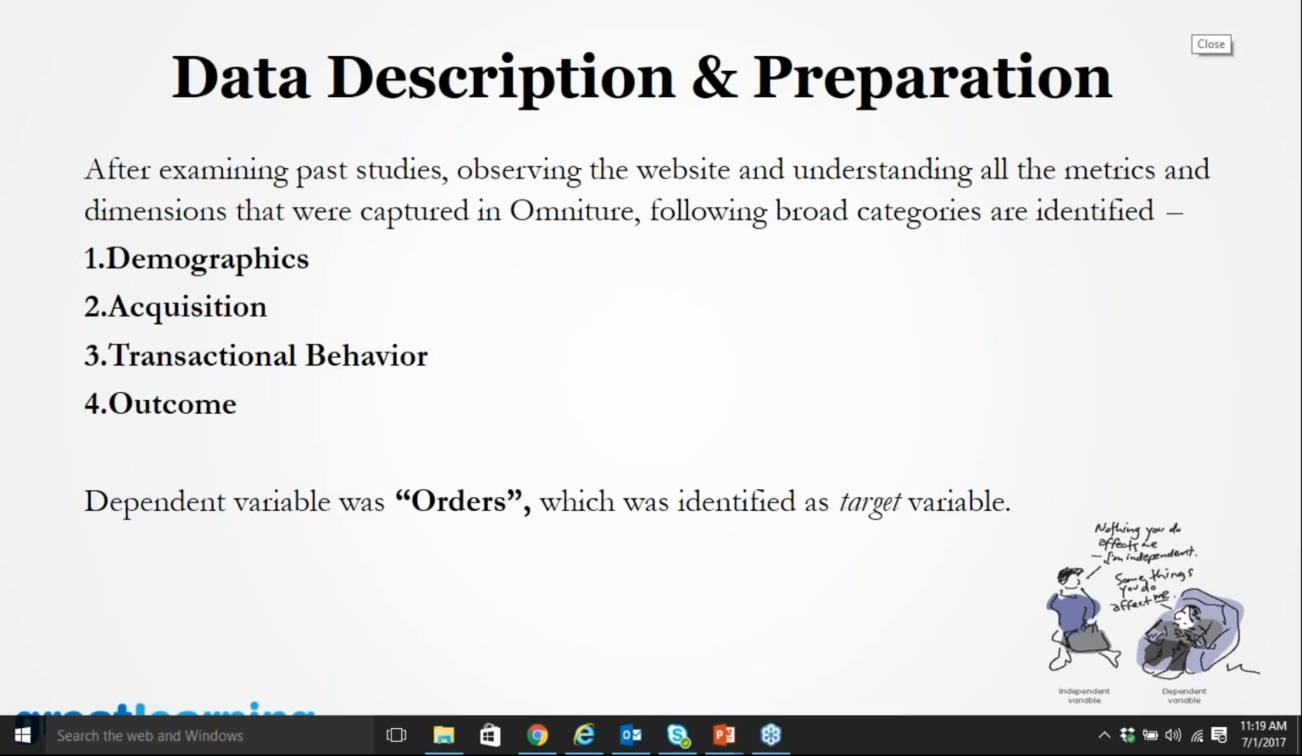Our dependent variable was orders, which was identified as a target variable. So orders was our dependent variable, which was in the outcome category. So these are the categories. These will be further bifurcated into variables.